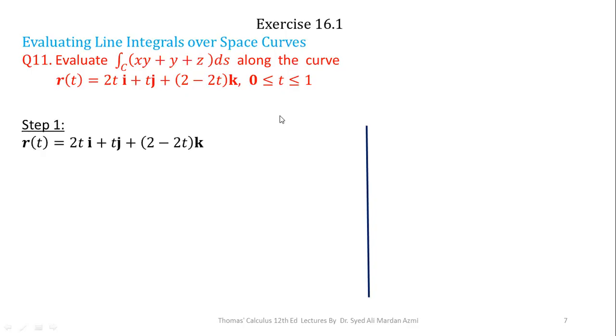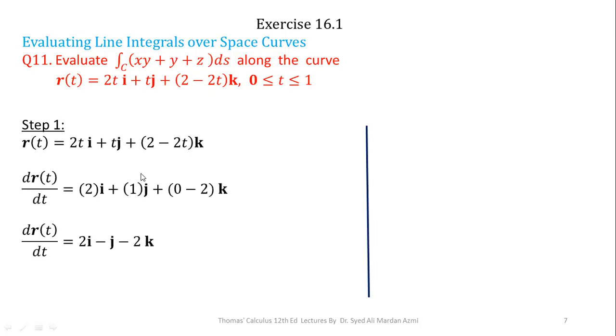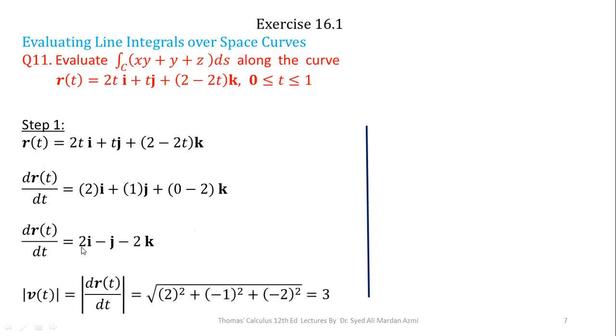Step number 1, since r of t is given directly, in the next step we will calculate its derivative. Derivative of r of t with respect to t: derivative of 2t is 2, derivative of t is 1, and derivative of 2 minus 2t is 0 minus 2. Making a simplification, in the next step we will calculate the mod of v of t by taking the mod of dr over dt. So we have the square root of i component square plus j component square plus k component square, and we get mod v of t equal to 3. This completes step number 1.